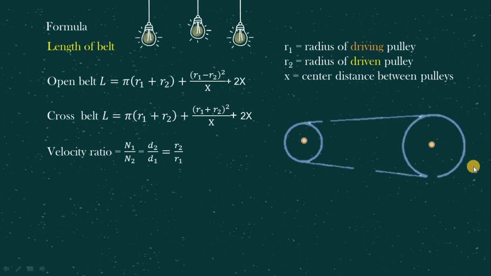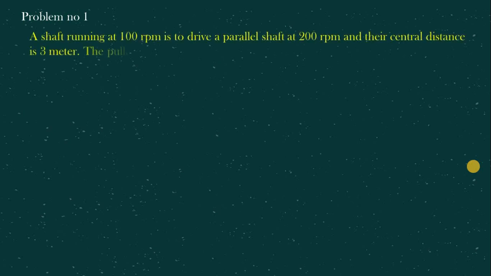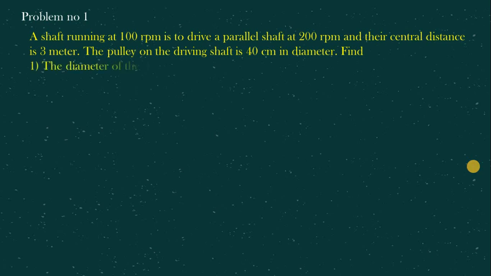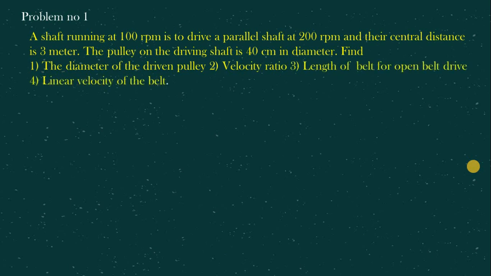Let's consider problem number 1. A shaft running at 100 rpm is to drive a parallel shaft at 200 rpm. Their center distance is 3 meters. The pulley on the driving shaft is 40 centimeters in diameter. Find: number 1, the diameter of the driven pulley; number 2, the velocity ratio; third, the length of belt for open belt drive; and the fourth one, the linear velocity of the belt.